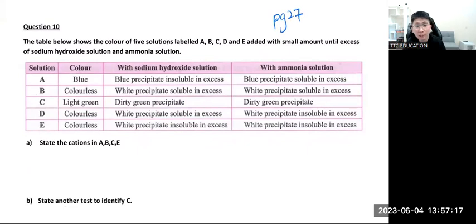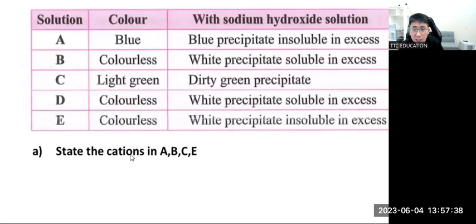Okay, let's see, guys. So right now, using your short notes in the front, try to brainstorm all the tests here. Okay, so we have solution A, B, C, D, E, then got different color, different observation when add sodium hydroxide, different observation when add ammonia solution. So let's say, guys, I do A for you. They say state the cation ion for A, B, C, E. Cation ion means positive ion test. So what is the positive ion test? The ZAPCM table. So how to test it?